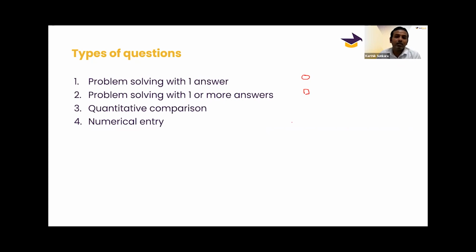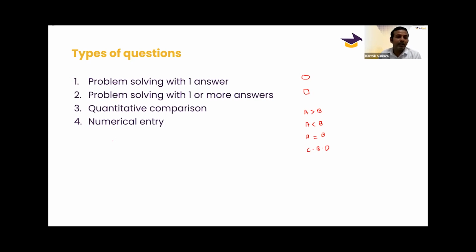Here there are 4 standard options. The options are not going to change. So what are the 4 options? First option says quantity A is greater than quantity B. Second option says quantity A is less than quantity B. Third option says both the quantities are equal. Fourth option says cannot be determined. So these are the 4 standard options, right? First, quantity A is greater than quantity B. Second, quantity A is less than quantity B. Third, both the quantities are equal. And fourth, cannot be determined.